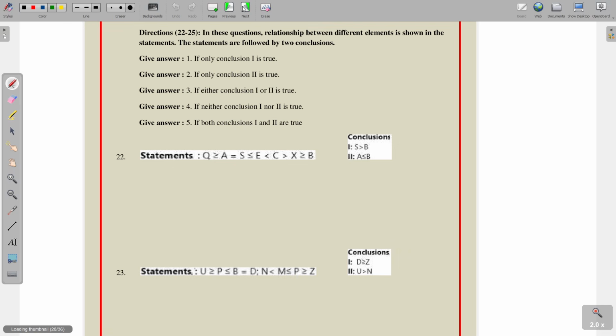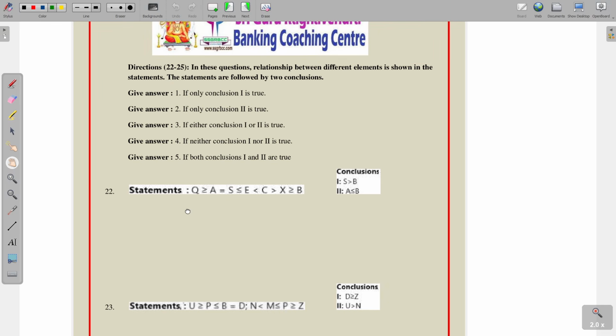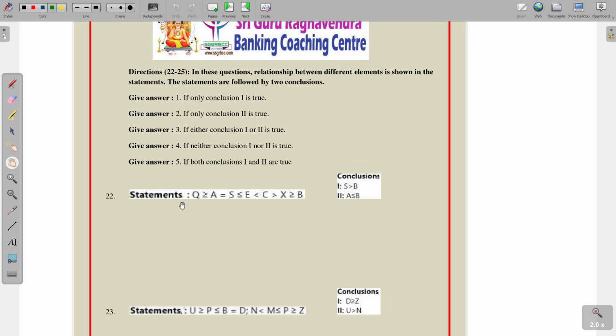Next, question number 22 to 25. See the first one, conclusions. So S greater than B. So S here and B here. Here we have opposite signs, less than and greater than. First one is not correct.